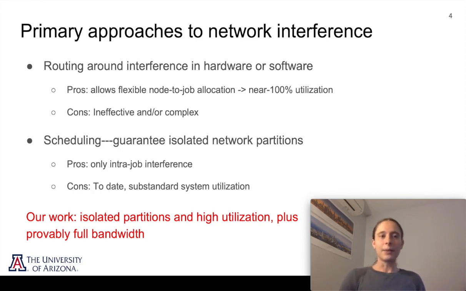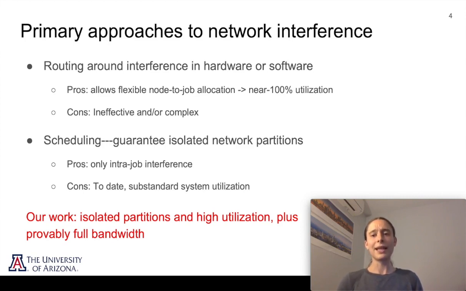The second approach is to actually change the scheduling policy so that it guarantees isolated network partitions to each job. For example, you can accomplish this by allocating network links as a dedicated resource, the same way you currently allocate nodes as a dedicated resource. The major shortcoming to date of such schedulers is that they tend to lower system utilization. Because the scheduler becomes more constrained, it can't always place a job even when nodes are available to it. So the node utilization in the system is typically lower than with a regular scheduler.